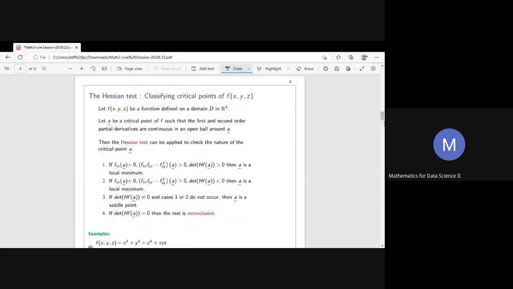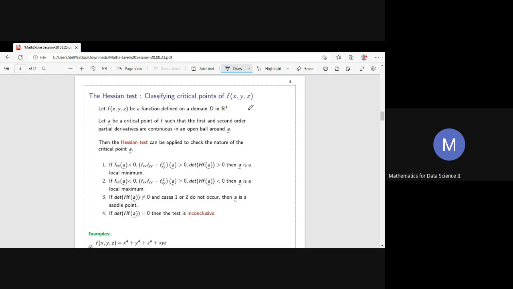Okay, so let us revise the Hessian test for the function of three variables. Let f of x, y, z be a function defined on a domain D in R3. Let A tilde be a critical point of f such that the first and second order partial derivatives are continuous in an open ball around A tilde. Then how do we write the Hessian test?